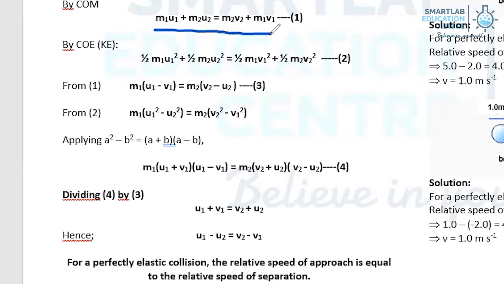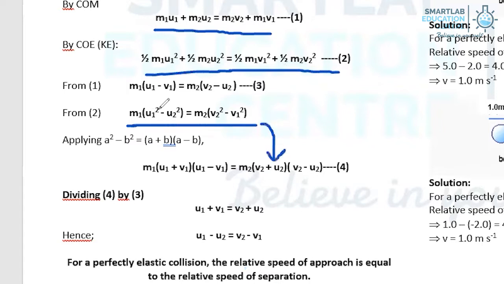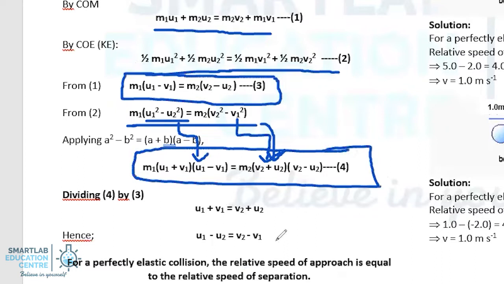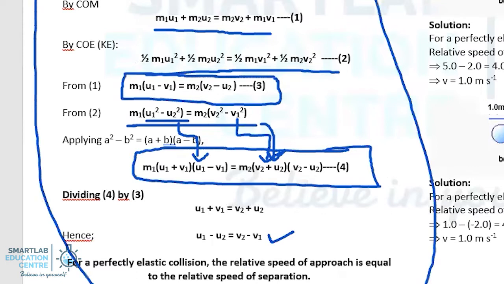We still start off with the conservation of momentum and the conservation of kinetic energy. By doing mathematical manipulation from equation 2 and using the fact that x squared minus y squared is equal to x plus y multiplied by x minus y, we are able to mathematically alter the expression as such. From there, you can see that we could divide equation 3 by equation 4, and that's how we arrive at the relative speed method. This is actually a faster method for solving equations.